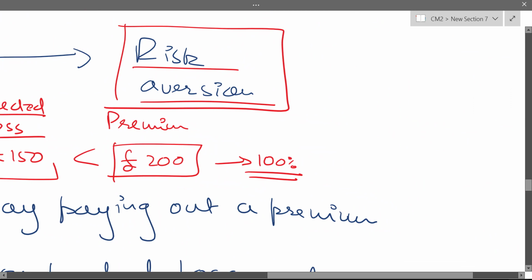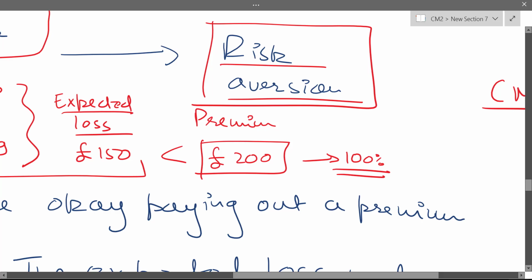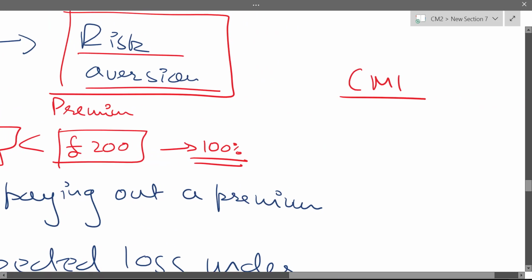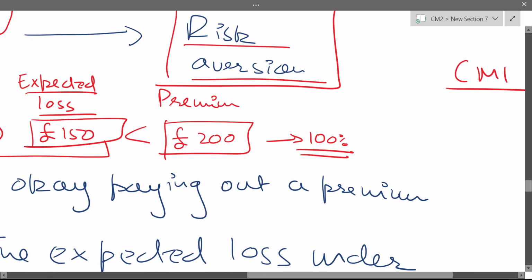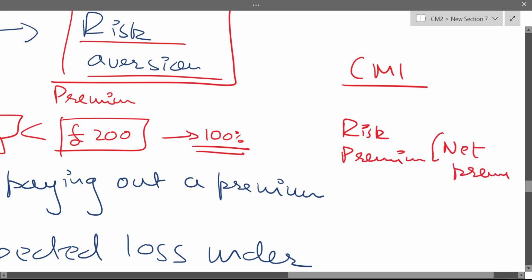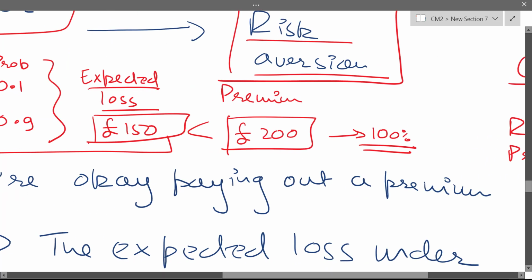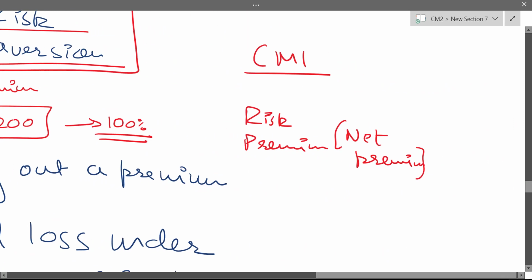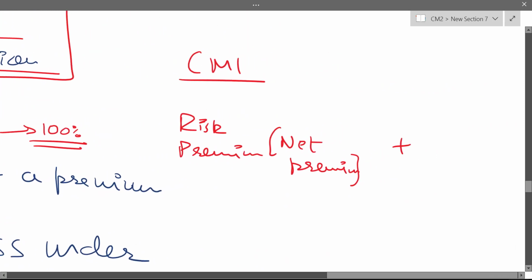And you would notice, if you remember the theory from CM1, the premium that the insurance company charges is almost always higher than the expected loss. Why? Because the premium not only covers for the risk itself. The premium which only covers for the risk itself is called the risk premium, or we used to call it the net premium in CM1. That covered for this 150, just the expected loss. That's one part of the premium. There is more to premium, there is more to gross premium. It used to cover for the expenses and for the profits of the insurance company.